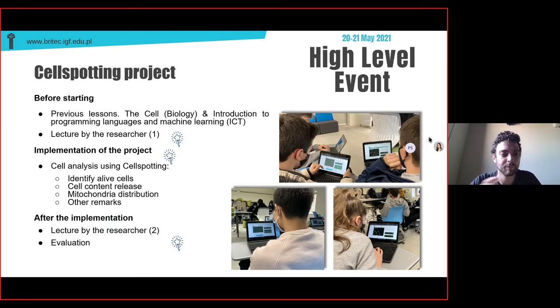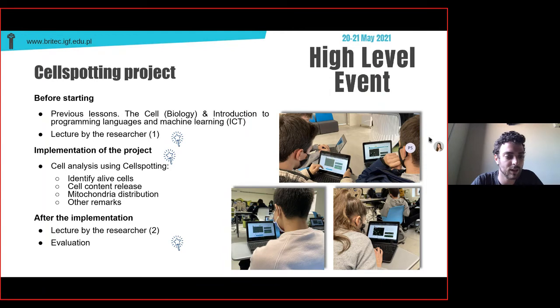So how we did it, this was the plan we followed. Before starting, we had some previous lessons, in the biology lessons and also the ICT lessons. They were studying the cell, and they were introduced to some programming languages and machine learning. They were introduced to programming in the Python language. After that, we had the first lecture by the researcher. Students got to meet the researcher online. And after that, we implemented the project.